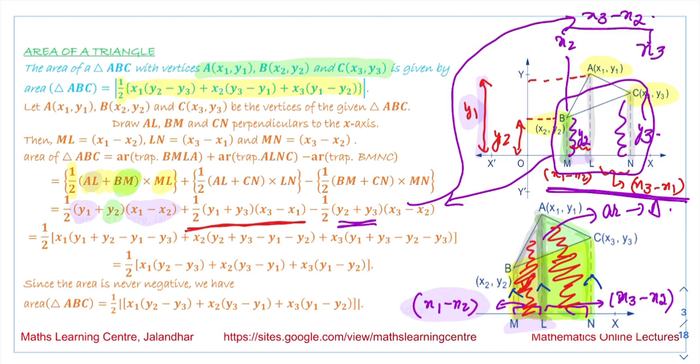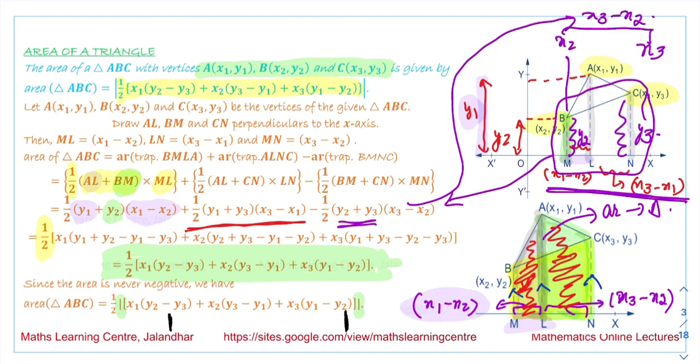On solving these values, we have taken 1 by 2 common from all these terms, and the final answer that we will have is 1 by 2 times x1 into (y2 minus y3) plus x2 into (y3 minus y1) plus x3 into (y1 minus y2). And as the area can never be negative, we are putting this modulus symbol over here.